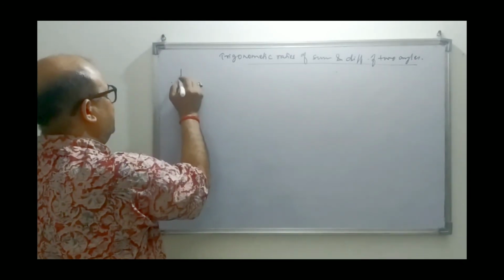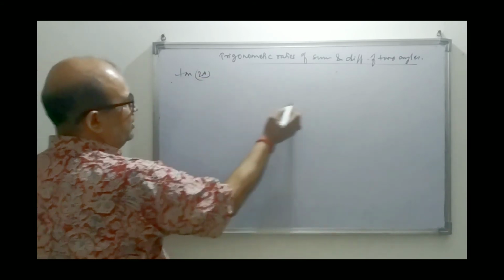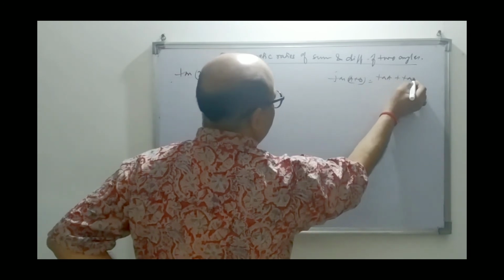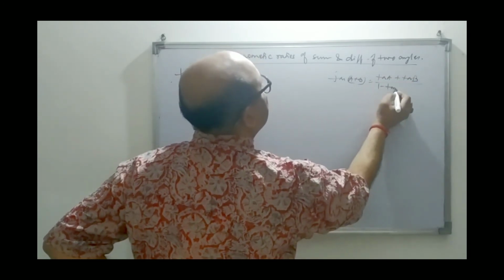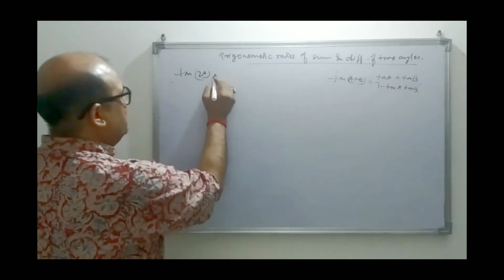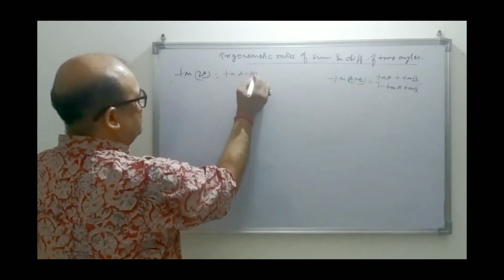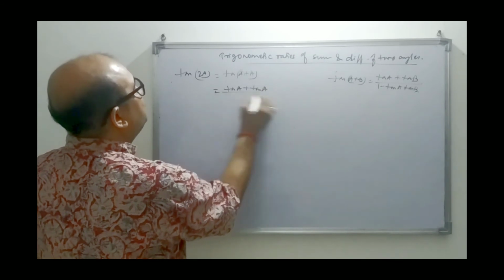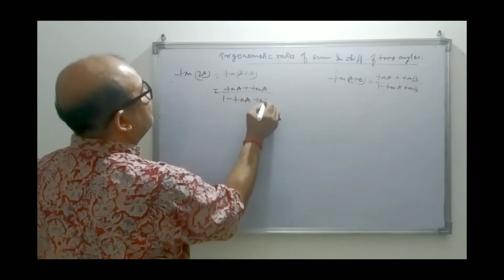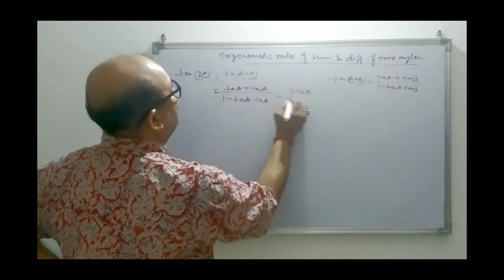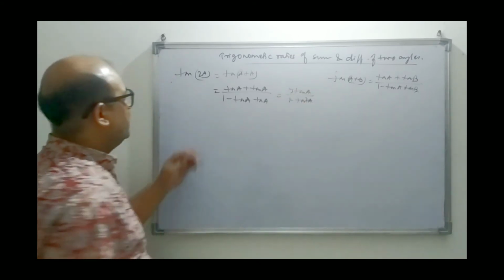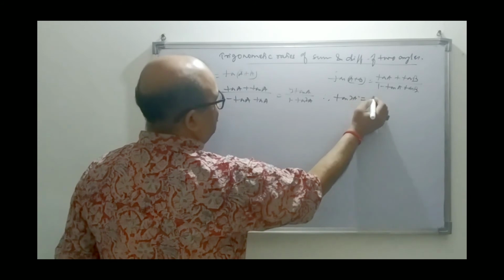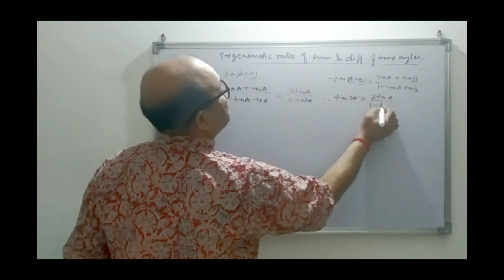Tan 2A. What I know? Tan A plus B equals tan A plus tan B upon 1 minus tan A tan B. Here, this can be tan A plus A. Put the same identity: tan A plus tan A upon 1 minus tan A tan A. So what I got is 2 tan A upon 1 minus tan square A. Therefore, tan 2A equals 2 tan A upon 1 minus tan square A.